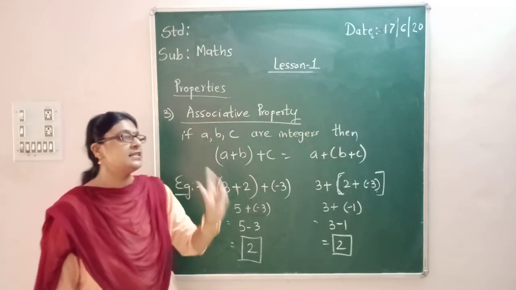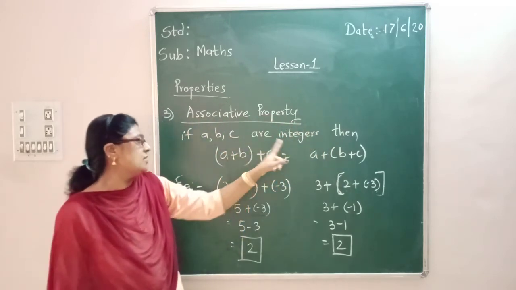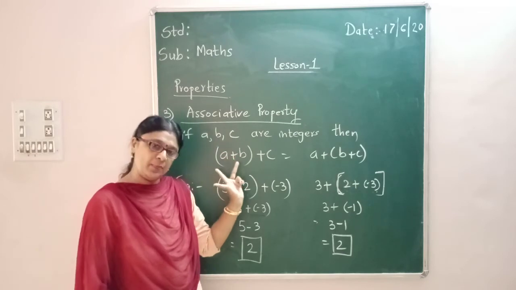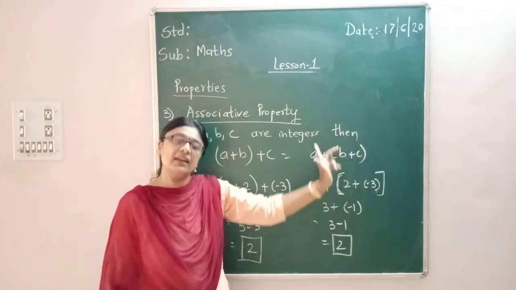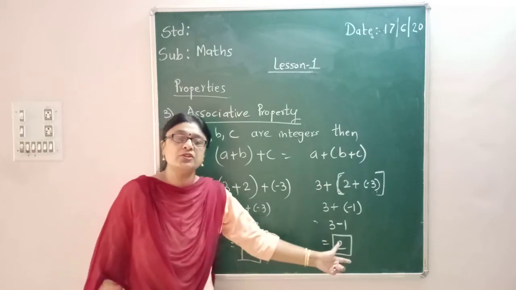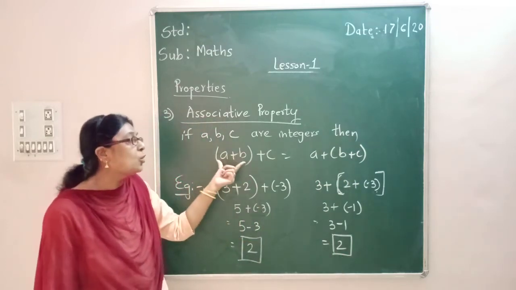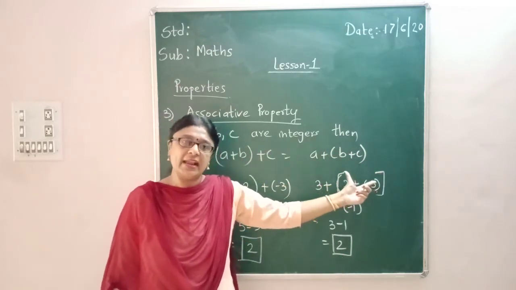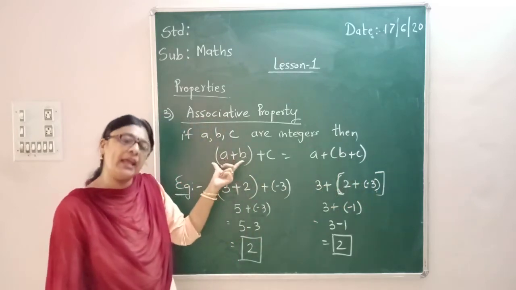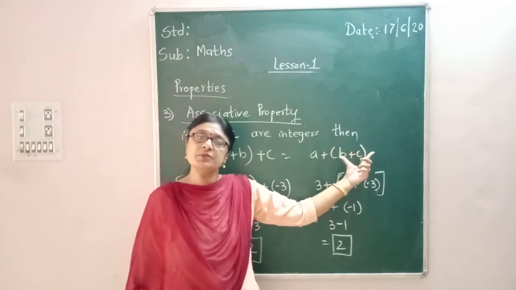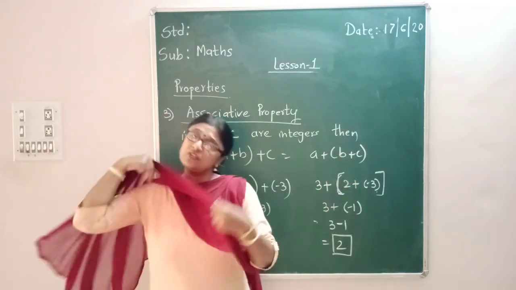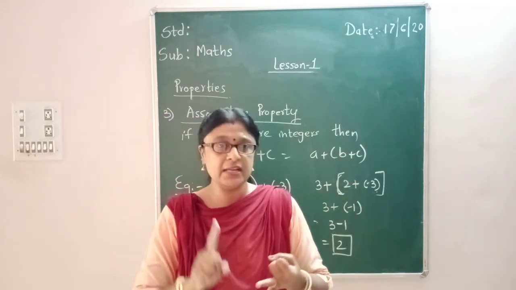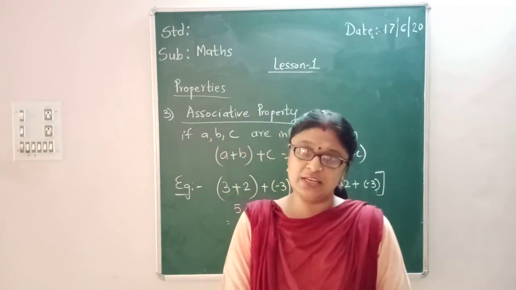Associative property says that if A, B and C are integers, then whether you do A plus B and then C, or whether you do B plus C and then add A, the answer is going to remain the same. That is, the grouping does not make any difference. Here we have grouped A and B. Here you have grouped B and C. Is that clear? Okay.